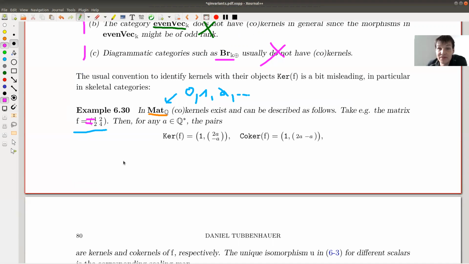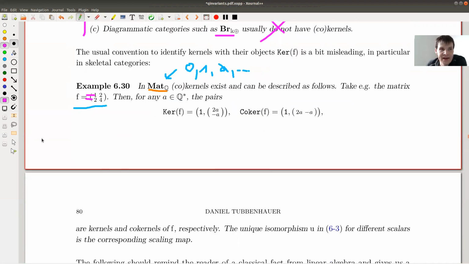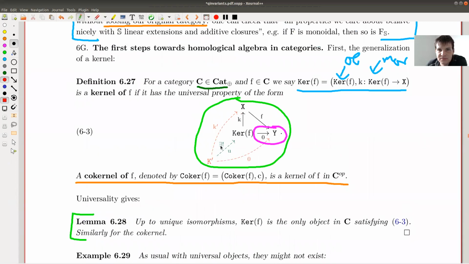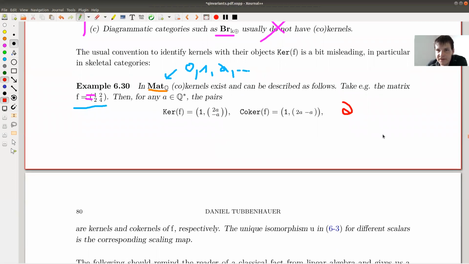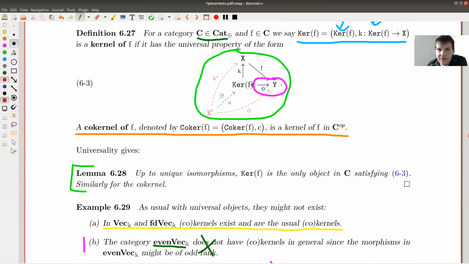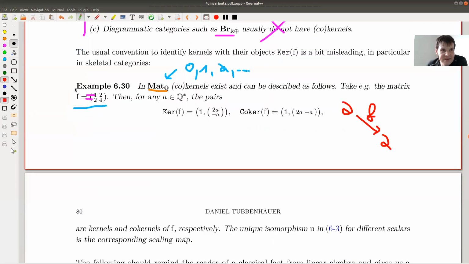And let's see what this co-kernel actually is. It would be an object and a morphism such that everything here commutes. And x and y are just 2 in this case, because here's my f, right? F is a 2 by 2 matrix, it's just 2. So I would need a kernel, I'm just doing the kernel. The co-kernel is the dual concept. Such that, I'm doing it this way.